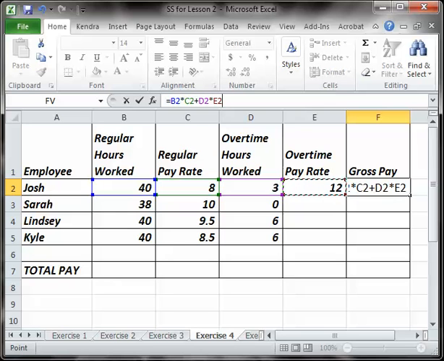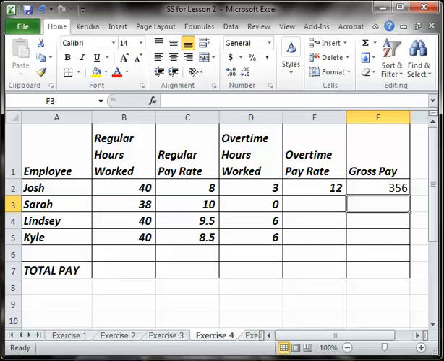If you're unsure about the order that you want the computer to do it in, add the brackets. So I'm actually going to add the brackets in this one, just to make sure, so that we know that the first bracket is going to be what he made with his regular hours, and the second bracket is going to be what he made with his overtime hours, and then we're going to add them together. Press enter, and we get our gross pay.